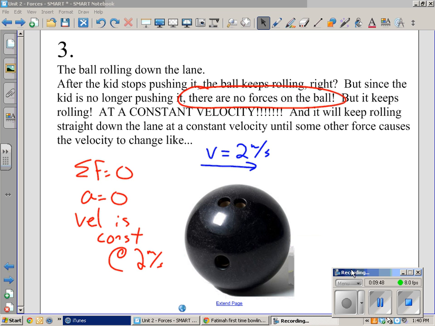All right, so that is the third part of the ball. And again, I want you to understand, a lot of times people look at this and they go, oh, there's no forces on it. It's not moving. That is a really common misconception. Here, there's no forces on it, so the velocity doesn't change. That's the point of this example.